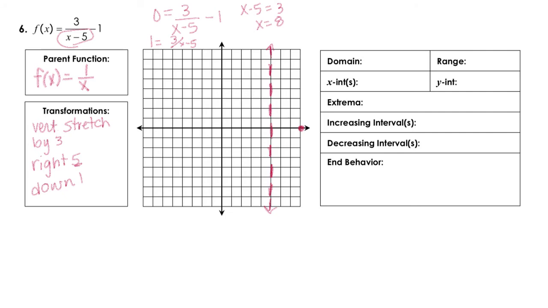Okay, and let's look at trying to find where x is 0 here. Well, if we plug that in, that's going to give me 3 over negative 5 minus 1. And so that's going to give me negative 3 over 5 minus 5 over 5. So negative 8 over 5.